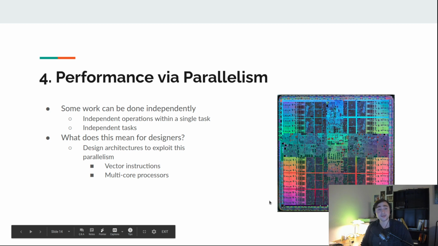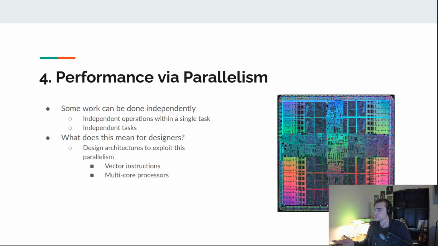And number 4 on the list, we have this idea of extracting performance via parallelism. So some work in applications can be done independently. We can have independent operations within a single task. So, we may have multiple data operations, like an array of data that we're adding to another array, where each element that we're adding together is completely independent of each other. Or we may have just completely different tasks. So you might have a video game open and a web browser open, just completely different applications. So what does this mean for designers?